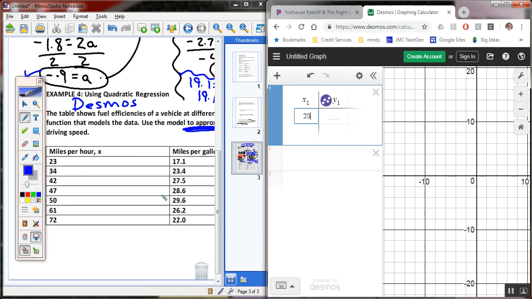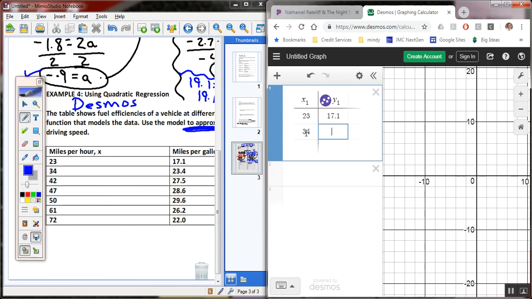23, 17.1. Carson, yeah, you put 27. Oh, thank you so much. I have to make mistakes intentionally up here. See, we're all paying attention. Thanks, Jaden. Yeah. What's the next one I need to put in, kids?